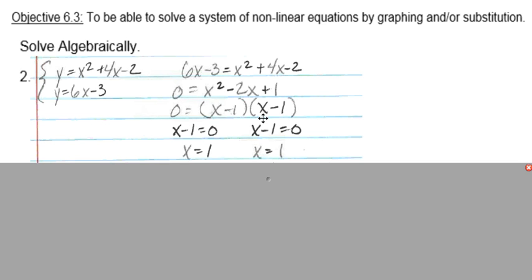It's a repeated solution. So again, if you think about that graphically, that means the vertex is touching the x-axis at (1, 0). That's the repeated root or the double root, therefore showing up twice.